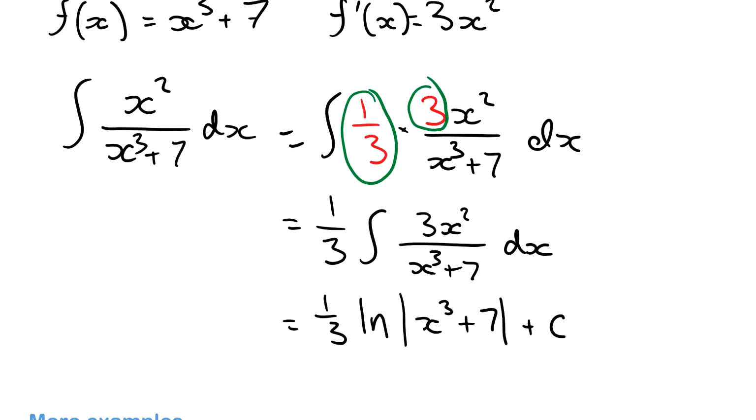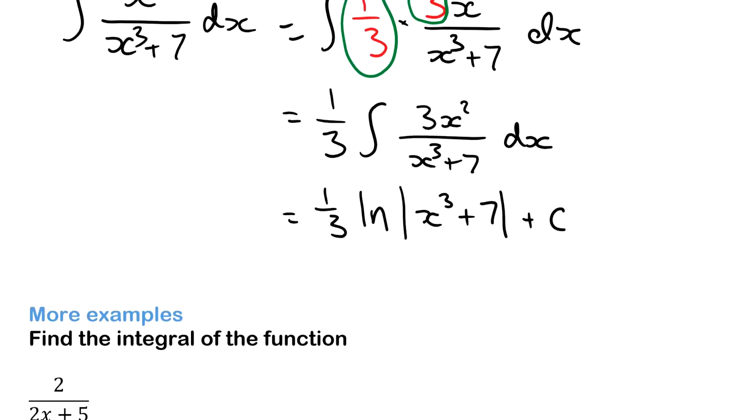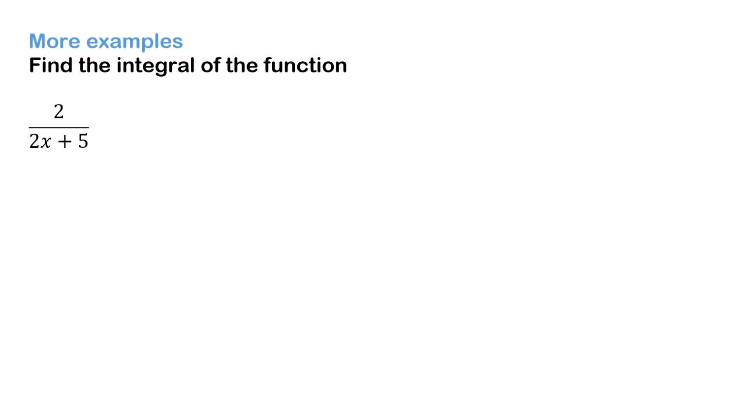It's important to note that you do have to do some manipulation here. We didn't have the derivative on top, so we need to manipulate the fraction or the equation to get that, and that involved adding a 1 over 3 out the front. We're going to look at some more examples now.